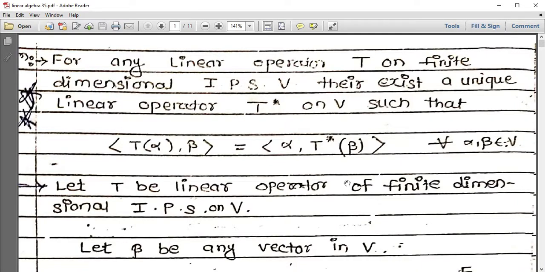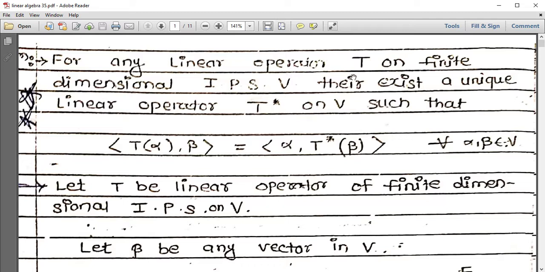Good afternoon, all. In the previous lecture, we discussed Bessel's inequality. Today we will discuss some theorems on adjoint operators, and on linear functionals and adjoint operators. Let us see the theorem.